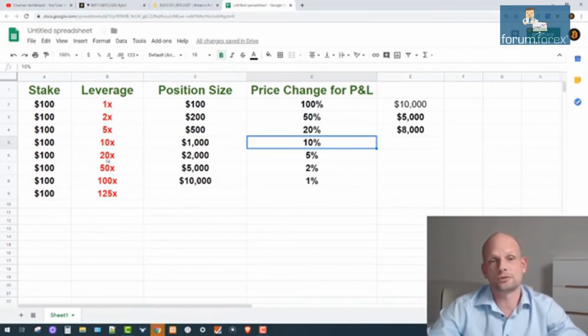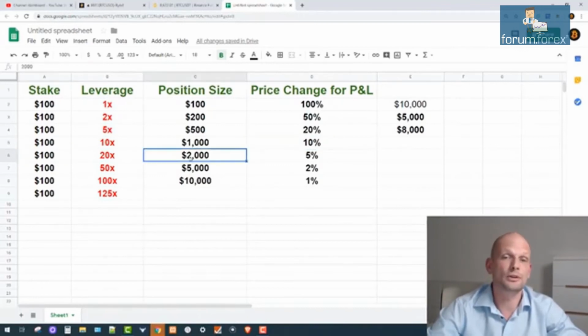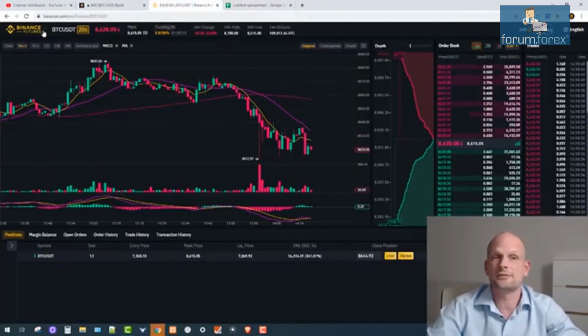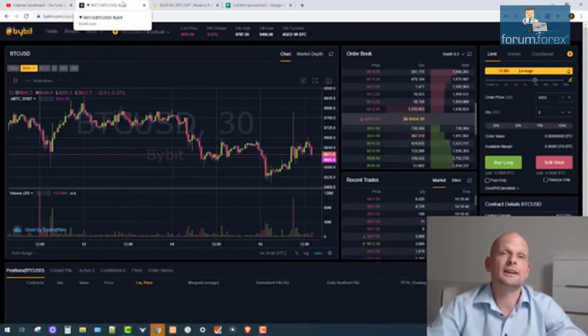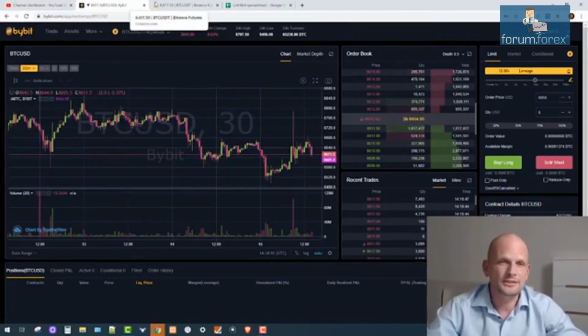Next we go to 20x, and as you can see, on 20x your $100 would already be a huge $2,000 position. So with $100 at 20x you can buy Bitcoin on these leverage trading platforms, or these are perpetual contracts, and on Binance these are futures, guys. So this is not like you are buying Bitcoin, you are trading price difference, CFDs. You can think of contracts for differences in price.